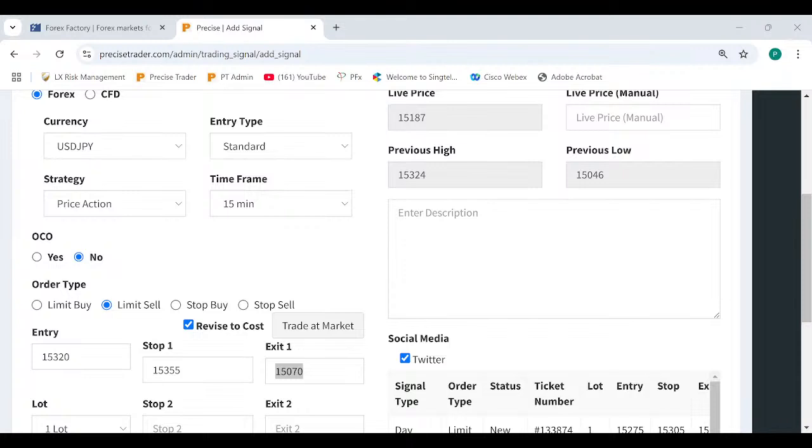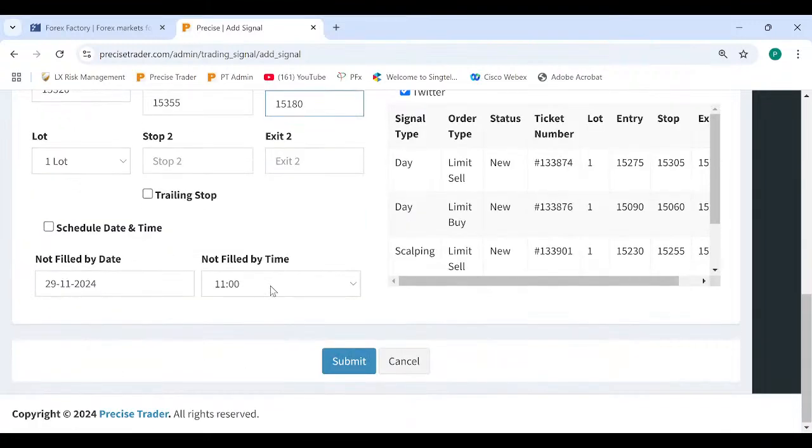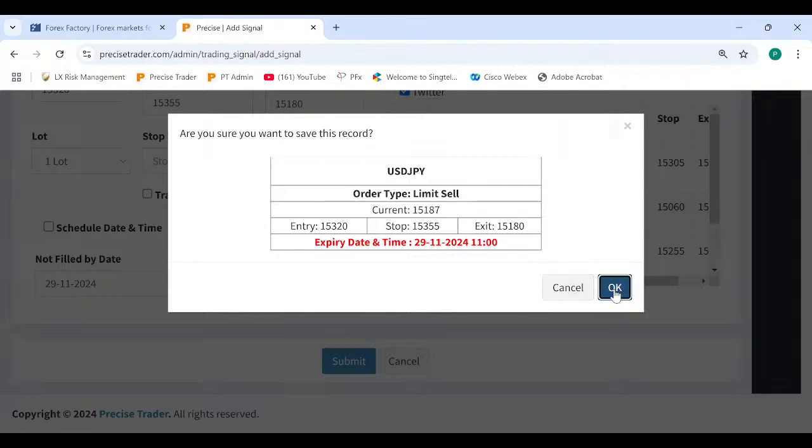15110. Let me double check with the chart. Yeah, I think we'll go for 15180. So here the TP would be 15180 and this one we will put expiry until tomorrow. Tomorrow you can put it until 11. No harm, because this trade, I want to be in this trade. Let me double check one more time. Yeah, that should be okay. So here we will put in this.